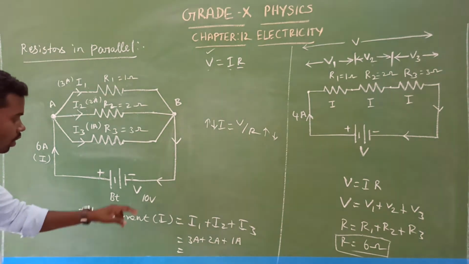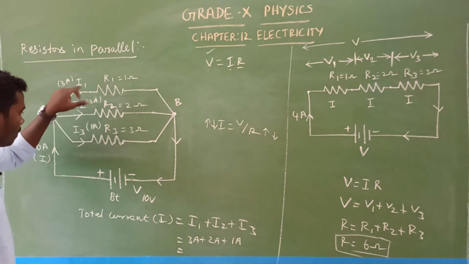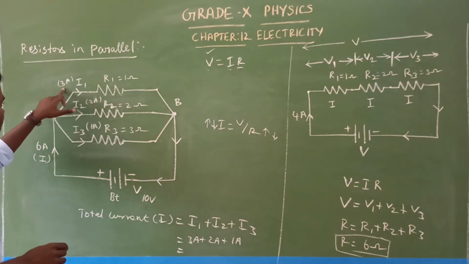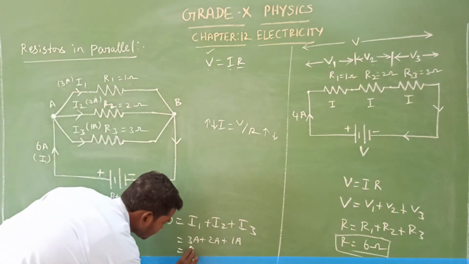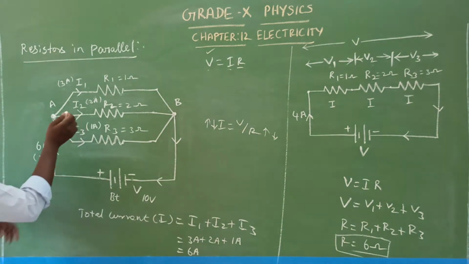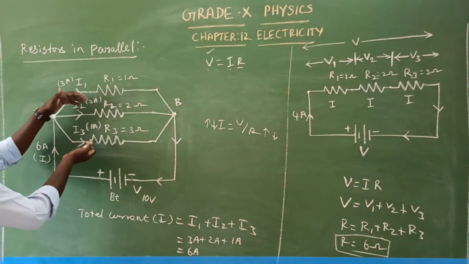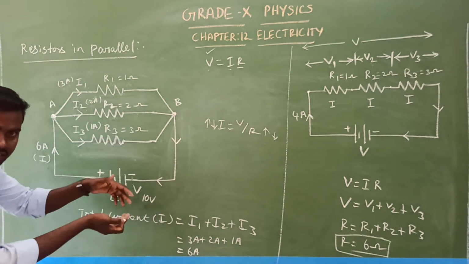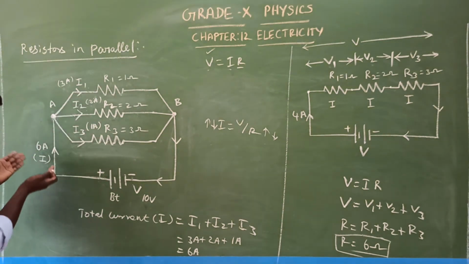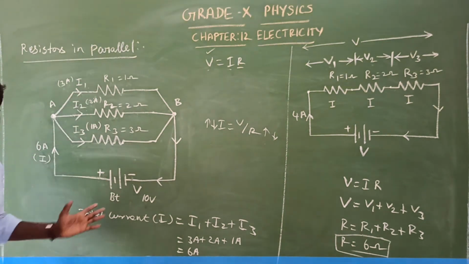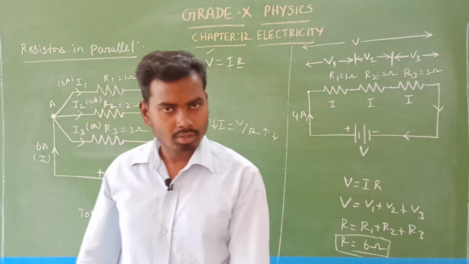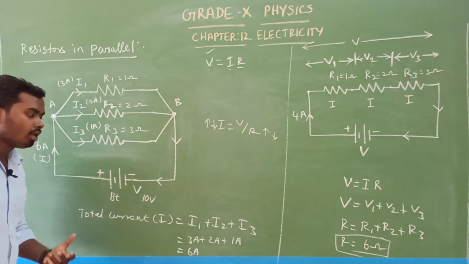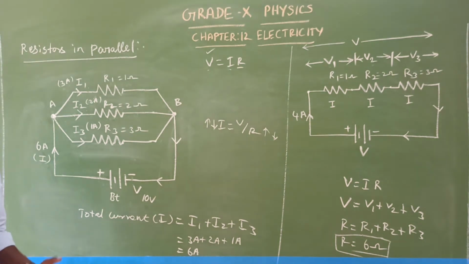What is the total value? 3 ampere plus 2 ampere plus 1 ampere, which is equal to 6 ampere. Yes, this is equal to 6 ampere. So the sum of all the currents flowing through each resistor will be equal to the total current. Is it clear, students? Yes, that's all. Am I right or wrong? Very easy one. Don't get confused.